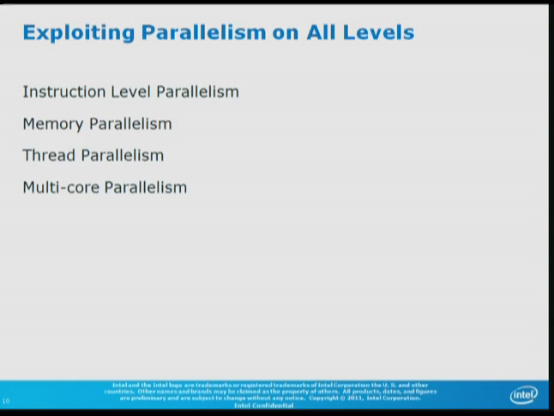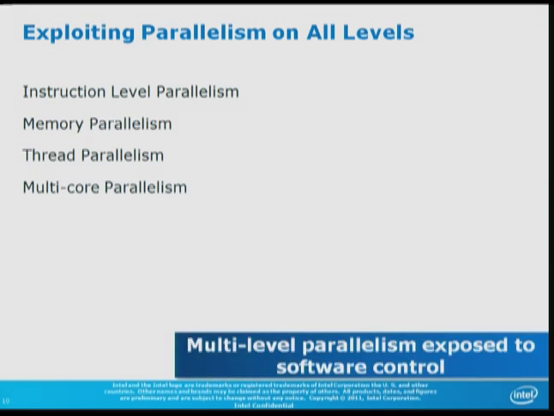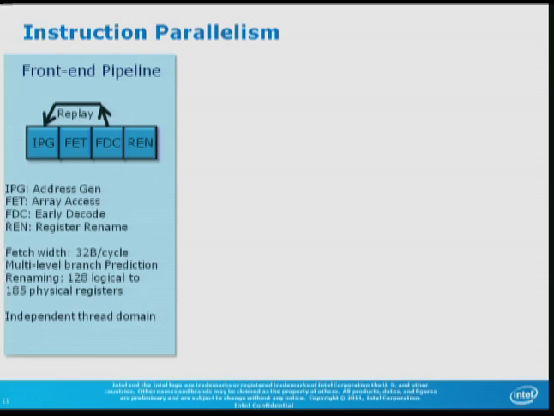As I mentioned, Poulson addresses parallelism on many different levels, and I'm going to talk about 4 different levels today: instruction level parallelism, memory parallelism, thread parallelism, and multi-core parallelism. All of this parallelism is exposed to software to be able to be under very fine-grained control. So the first aspect of instruction parallelism is the pipelining on Poulson. Poulson has 3 independent pipelines.